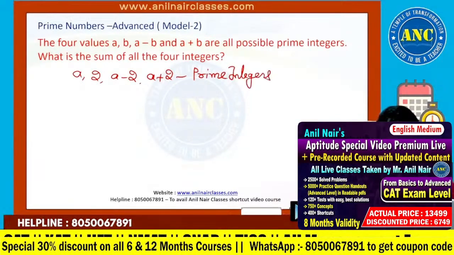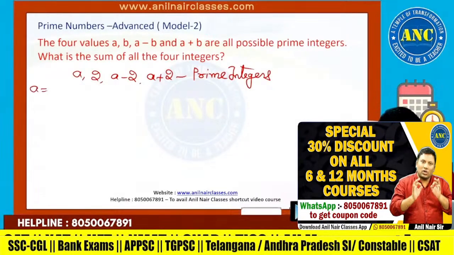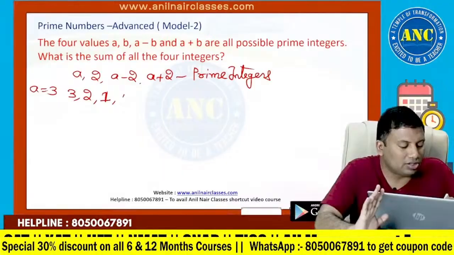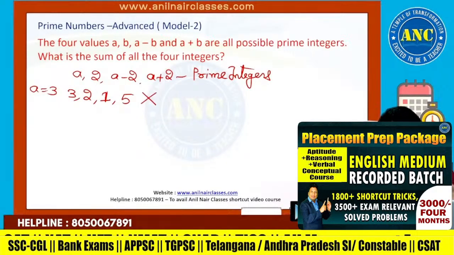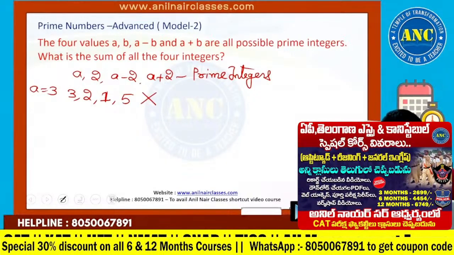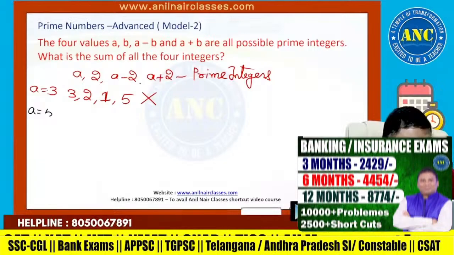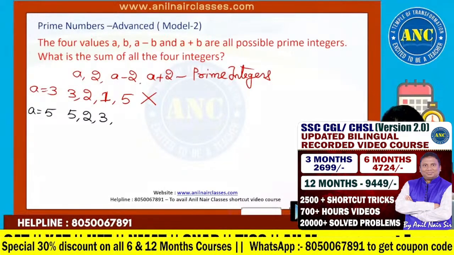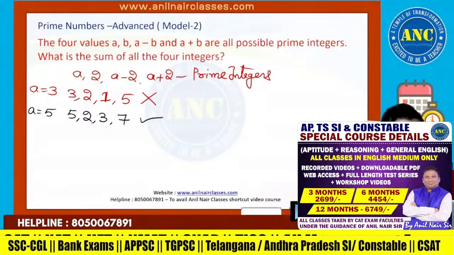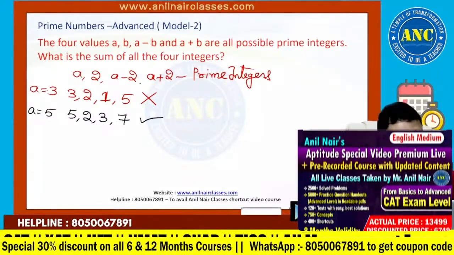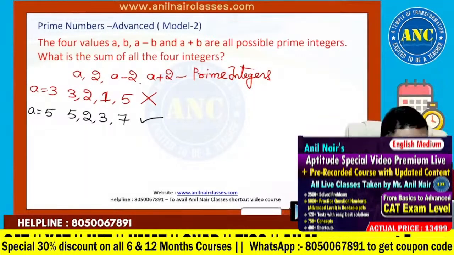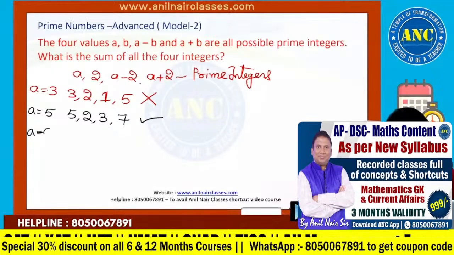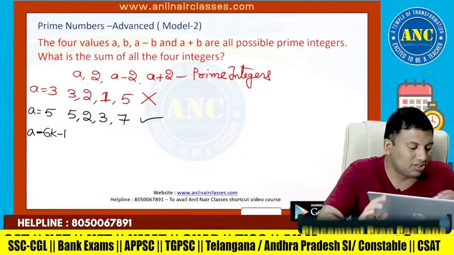So we took A equal to 3. 3, 2, 3 minus 2, 3 plus 2. These are not possible, since 1 is neither prime nor composite. Let me take 5. 5, 2, 5 minus 2, 3. 5 plus 2, 7. 5, 2, 3, 7. These are all prime numbers. 5 is of the form 6k minus 1. Let me take other numbers which are of the form 6k minus 1.